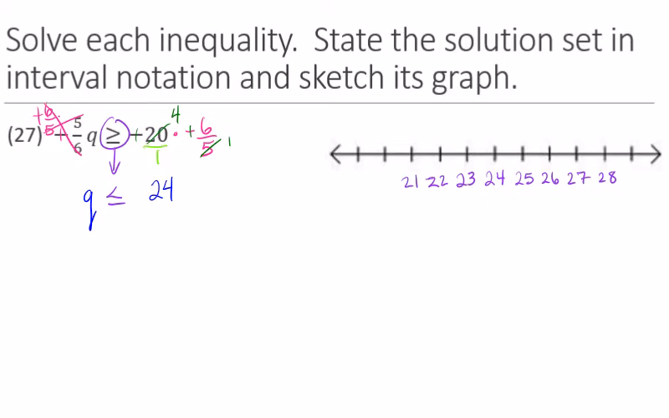All right, and so less than or equal to means brackets. I'm going to put a bracket on 24, and it's less than, so it's going to go to the left. And so we get negative infinity all the way up to 24, and the 24 is included.